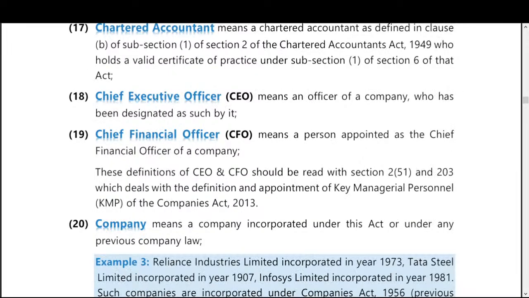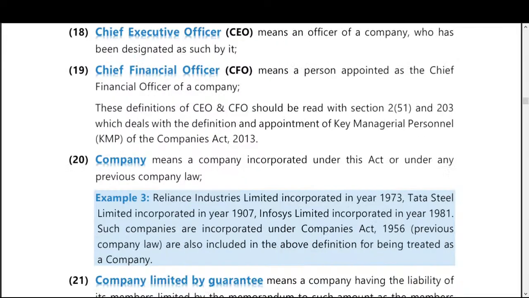These definitions of the CEO and CFO should be read with section 2 clause 51 and section 203, which deal with the definition and appointment of a Key Managerial Personnel, KMP, of the Companies Act 2013. Company means a company incorporated under this act or any previous company law.